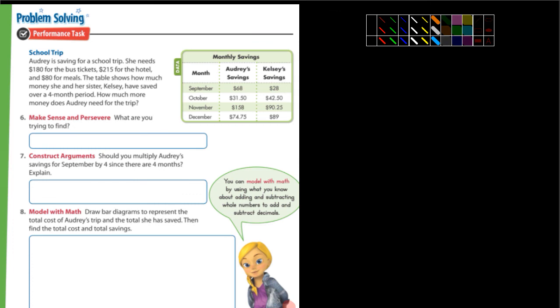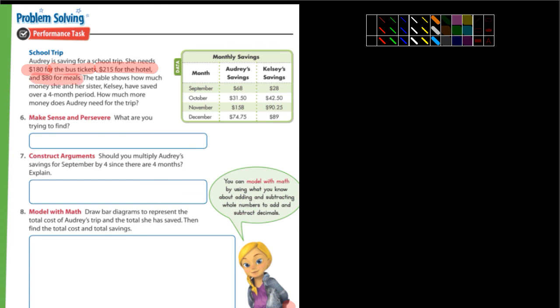So she needs $180. All right, so she needs 180. Wow, expensive trip they're going on. 180 for the bus ticket, 215 for the hotel. So we're not staying in any hotel. Sorry. And $80 for meals. Holy cow! It must be some nice meals.